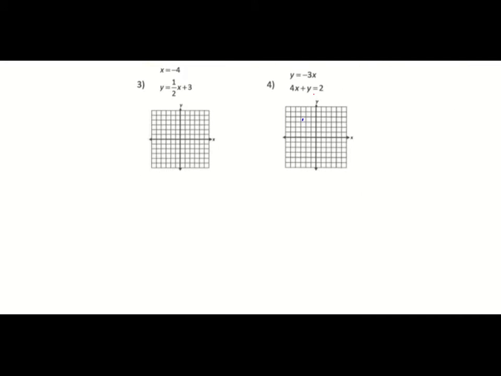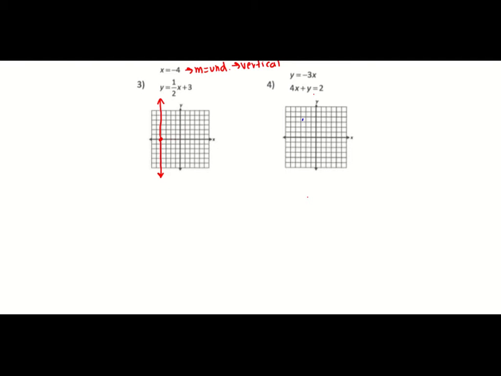Okay, let's look at 2 more examples. Number 3. My first equation is x equals negative 4. So I have no y in this situation, just an x. So I'm going to graph x is negative 4. 1, 2, 3, 4. And I know any x equals, my slope is undefined. So this means I have a vertical line. So I'm going to go straight up and down.